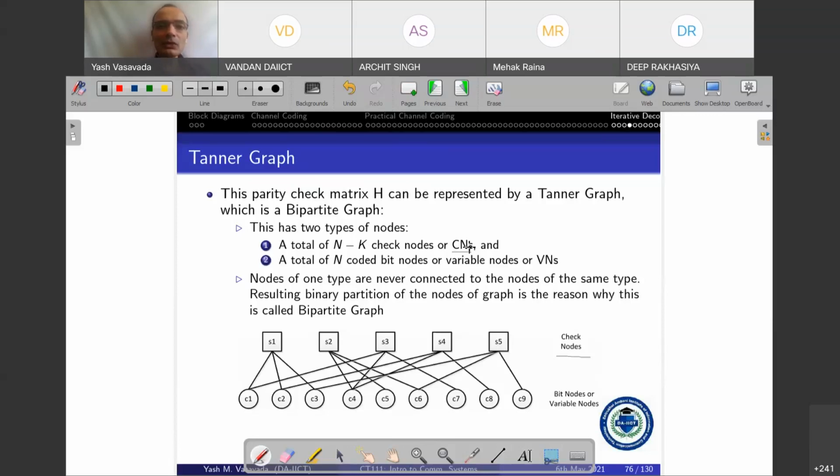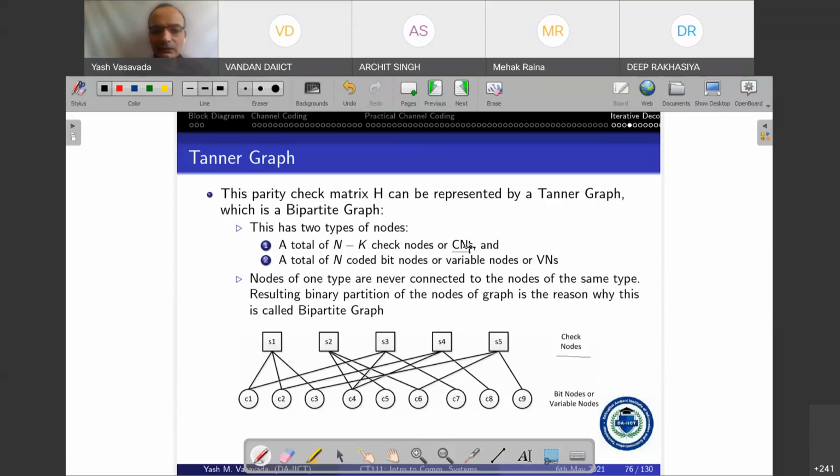If it is a valid code word that has been received, then all of these S1 to S5 will be satisfied. All of them will be 0. Basically, the decoder will be happy. But if some bits are erased or some bits are flipped, then obviously some of these parities will not be satisfied. And so these check nodes are checking whether the parities are getting satisfied or not.